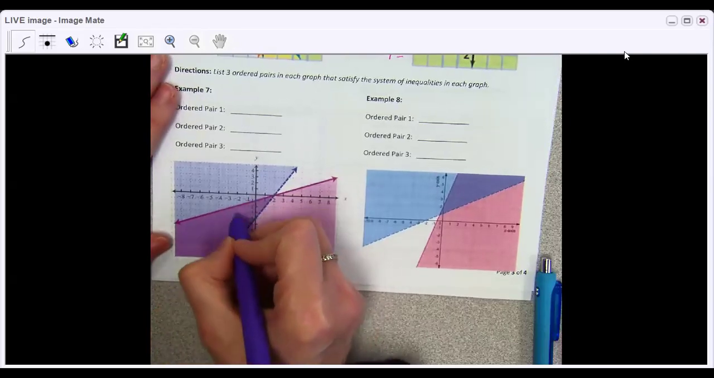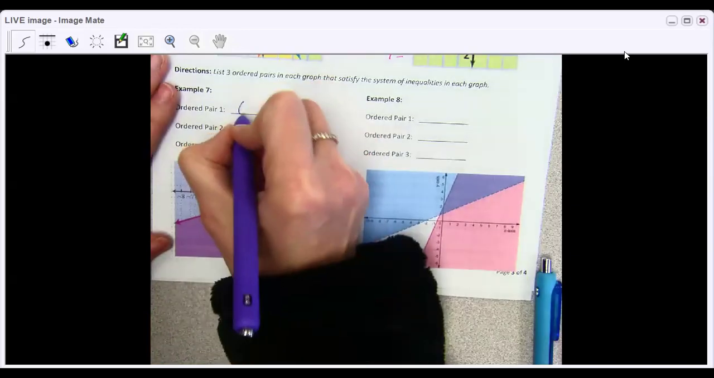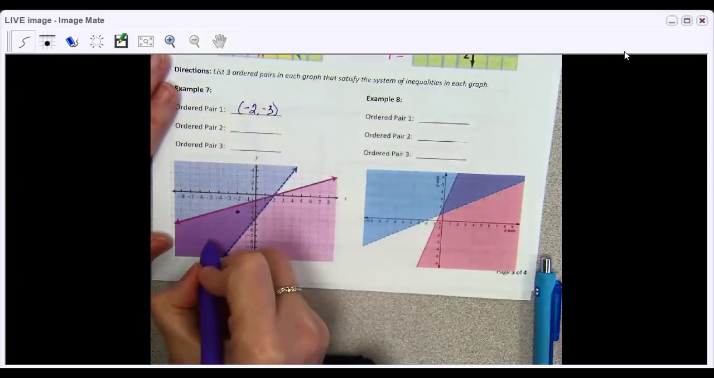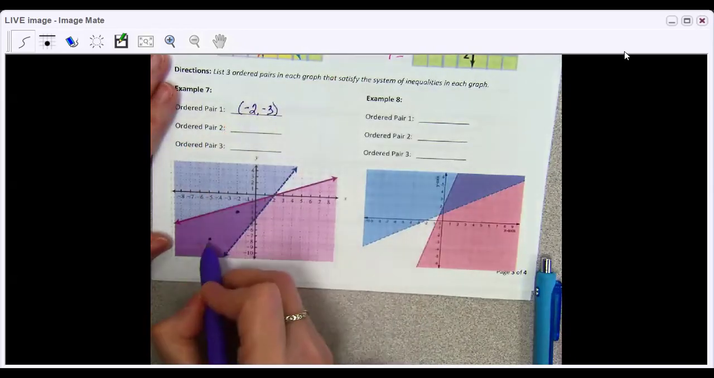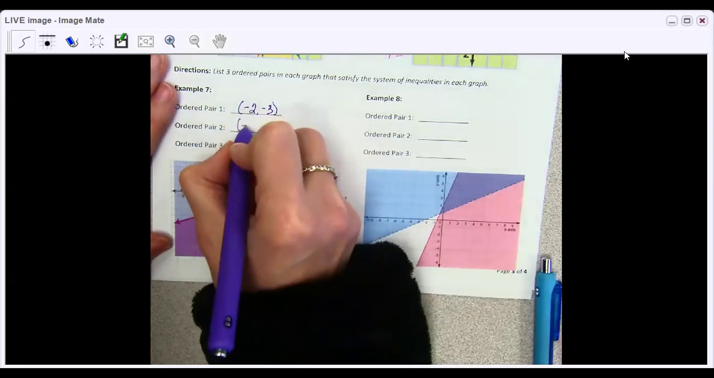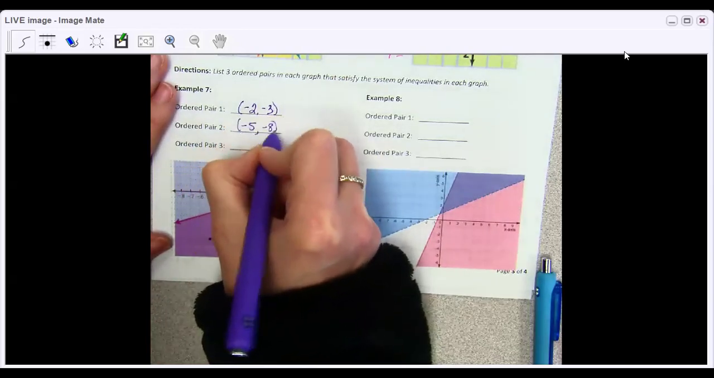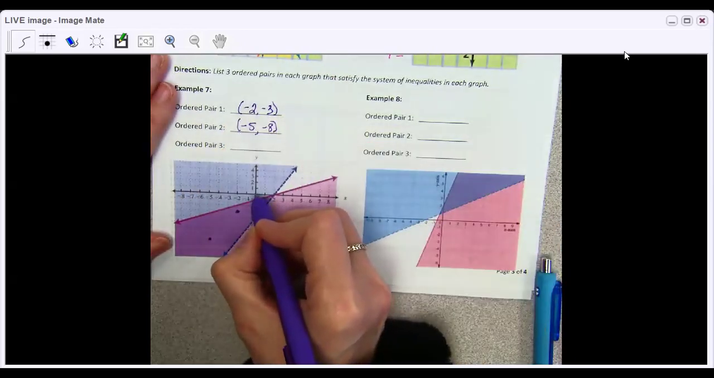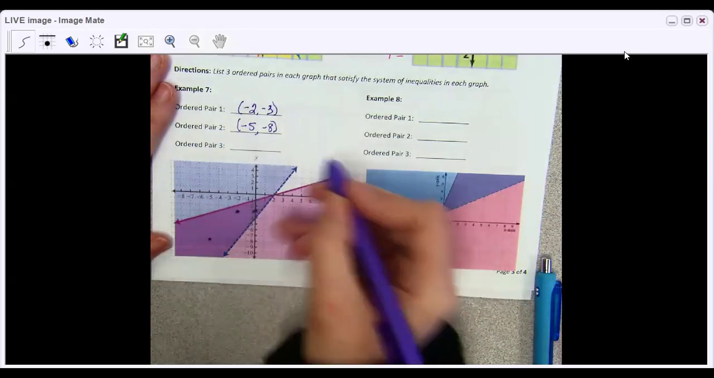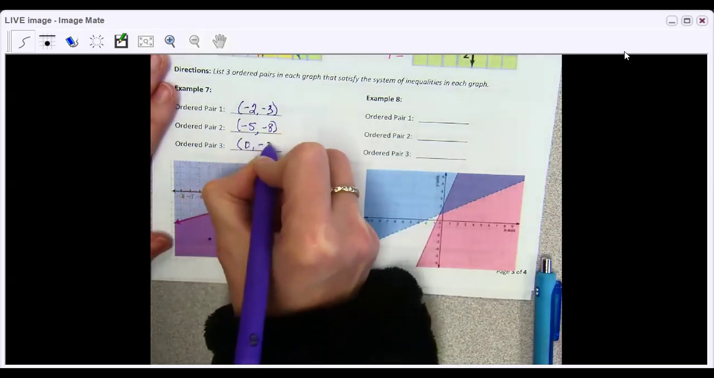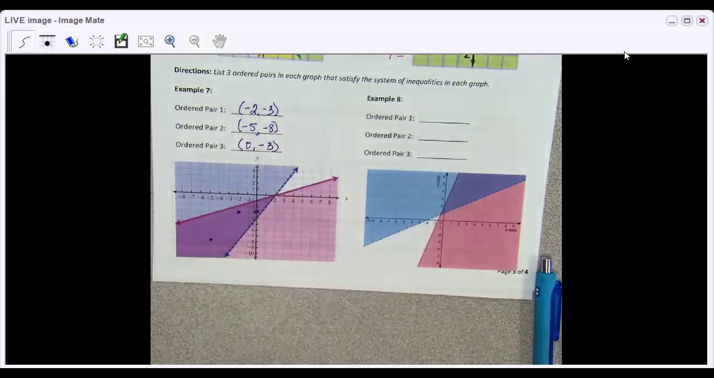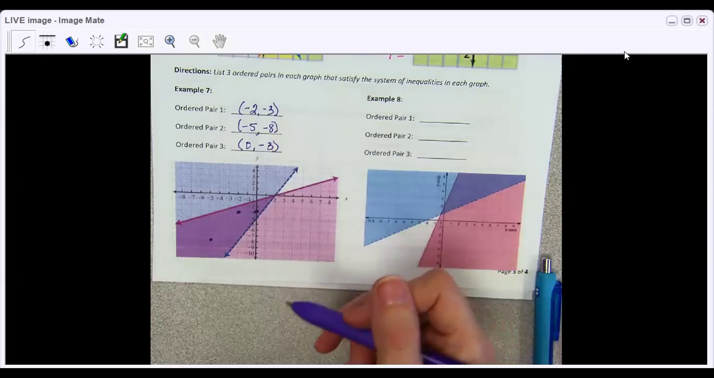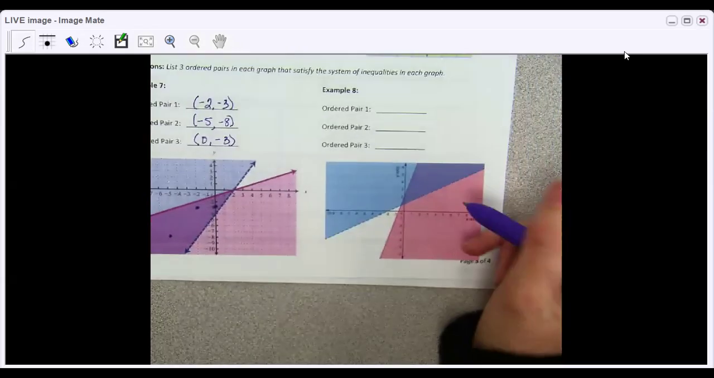So I know that -2, -3 is a solution. Let's see, this is one, -5, -8. And over here, I could do 0, -3. Those are all solutions. So if you had the inequality and you plugged any of those in, then it would be true.